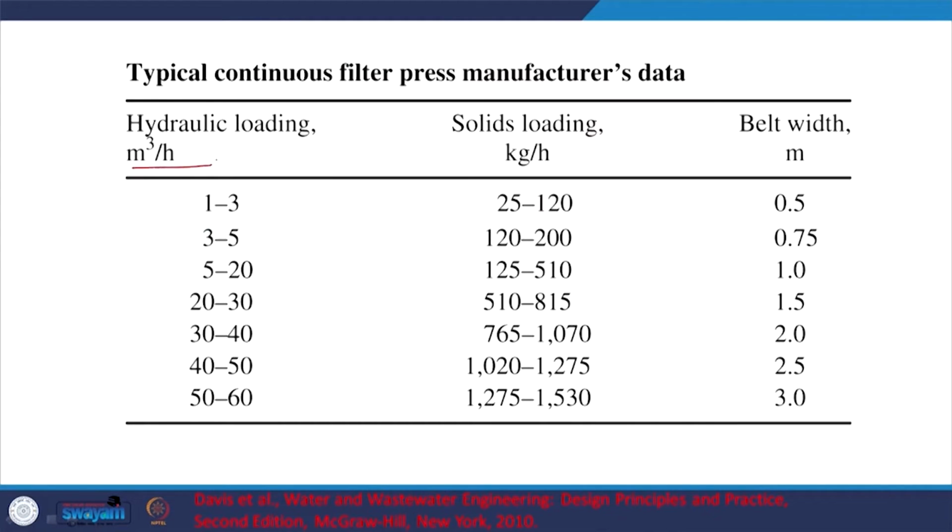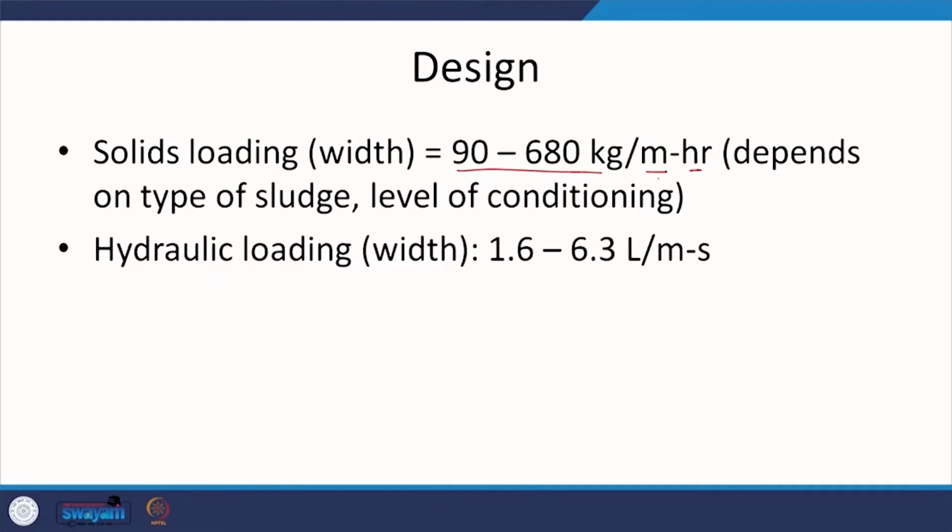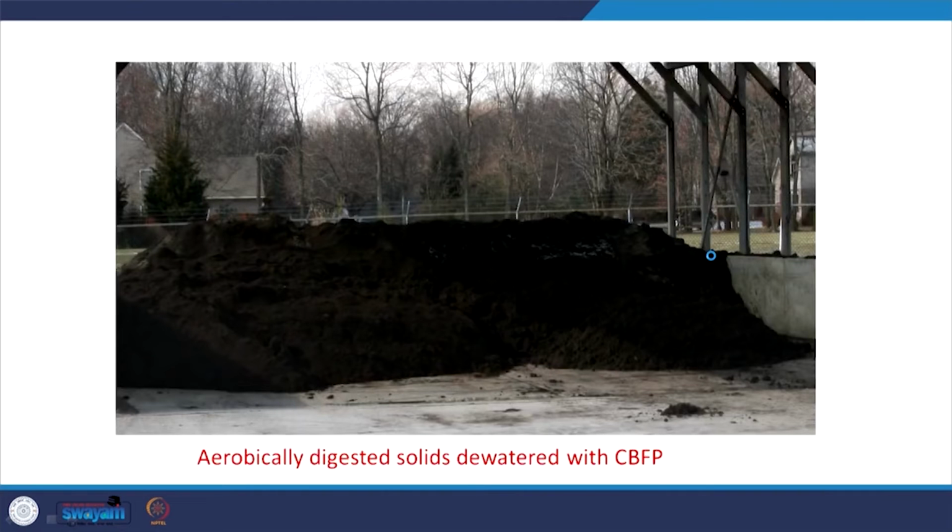So, hydraulic loading, solids loading, and belt width, again these are going to be intertwined. General design aspects: solids loading, as we saw earlier, the width was also an issue. So, we have kgs per meter per hour, how much mass am I putting in per meter width per time. And hydraulic loading is 1.6 to 6.3 liters per meter per second. These are general values, you do not need to mug them up, but just need to be aware of them.